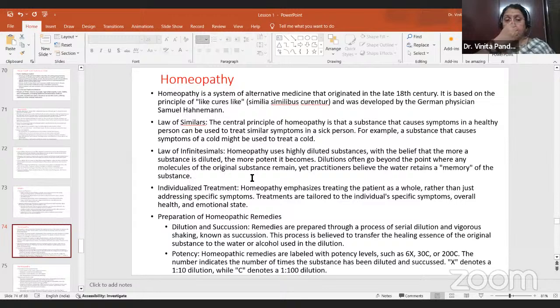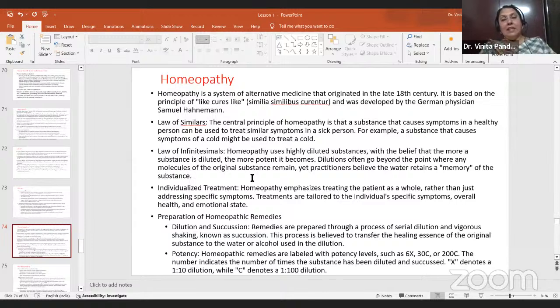And it is also based on another law, the law of infinitesimals, a tongue twister word. So, homeopathy uses highly diluted substances with the belief that the more a substance is diluted, the more potent it becomes. Dilution often goes beyond the point where any molecule of the original substance remains. Yet, practitioners believe that water retains a memory of the substance.